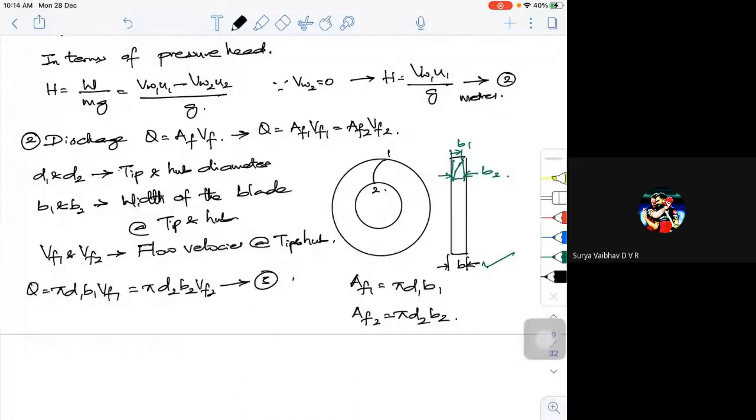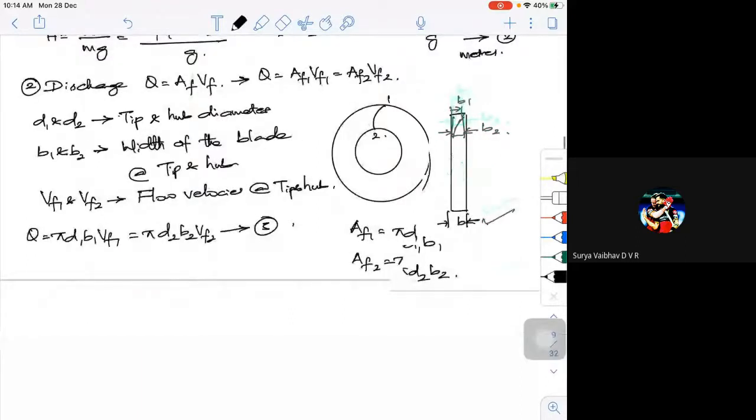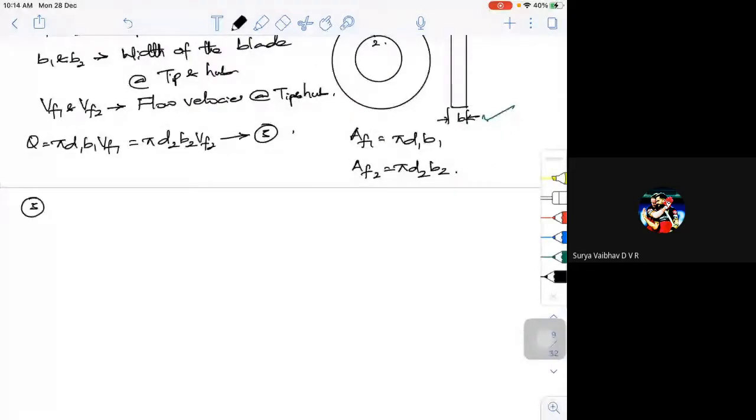So if the width is constant or varying from tip to hub, we have to look into that particular formula when you are trying to substitute in your discharge formula. Now one more thing we come across here is your hydraulic efficiency, also called vane efficiency. See, what is this hydraulic efficiency?